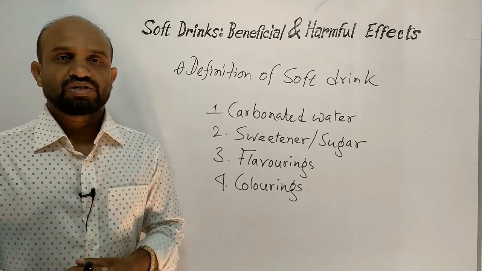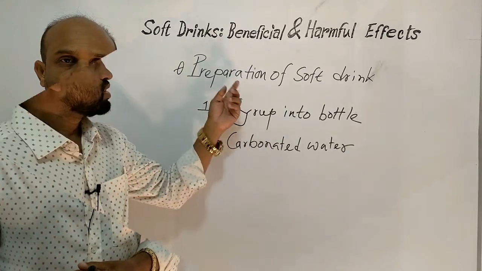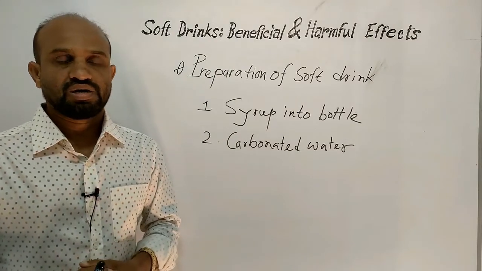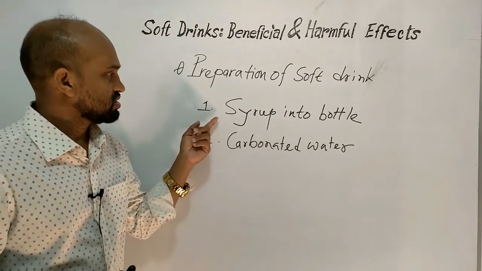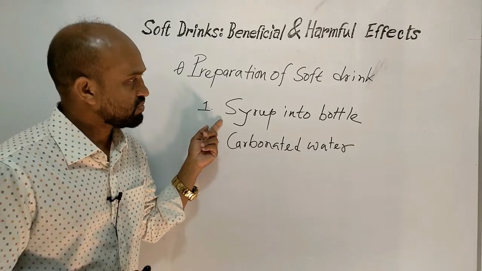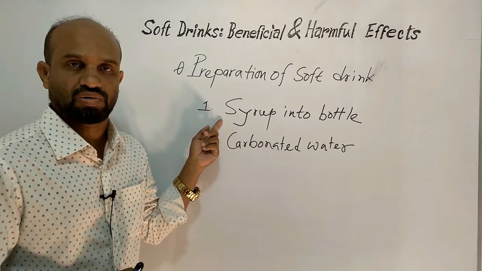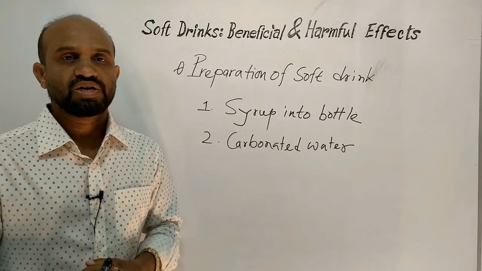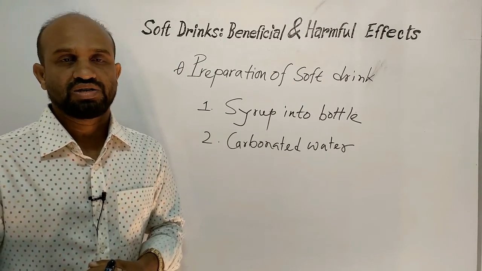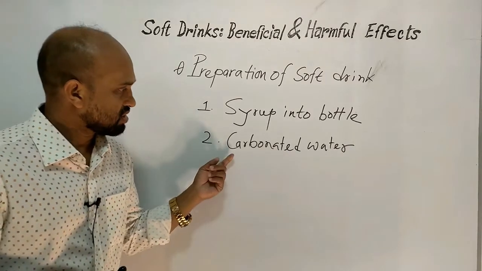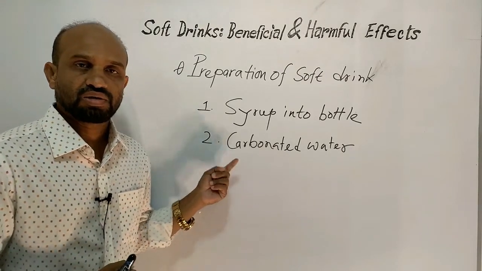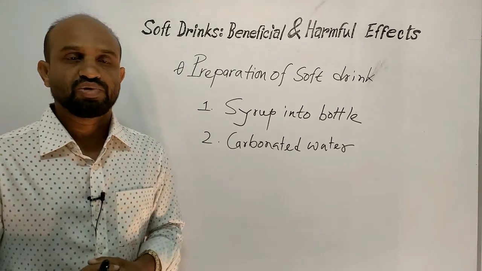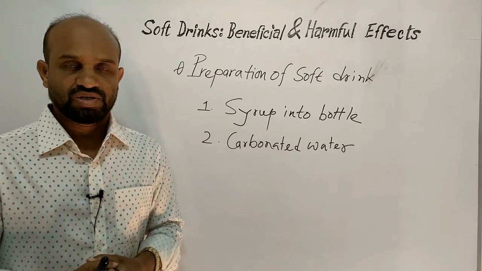Now let's see the preparation of soft drink in short. Here there are two steps. Step 1, syrup is taken into a bottle. Syrup is a sweet liquid made by dissolving sugar in boiling water. Now, in the bottle, carbonated water is introduced. This is the simple way to produce soft drink.